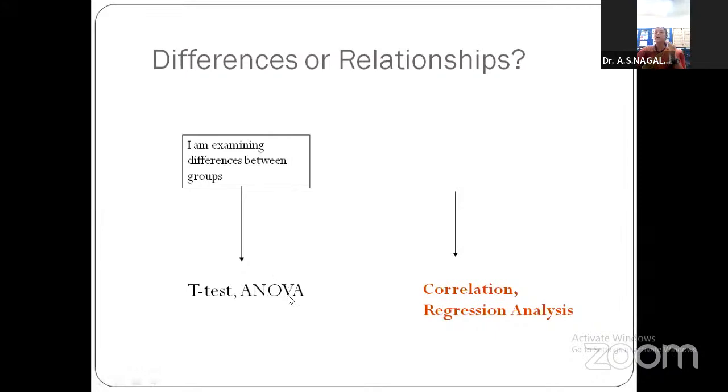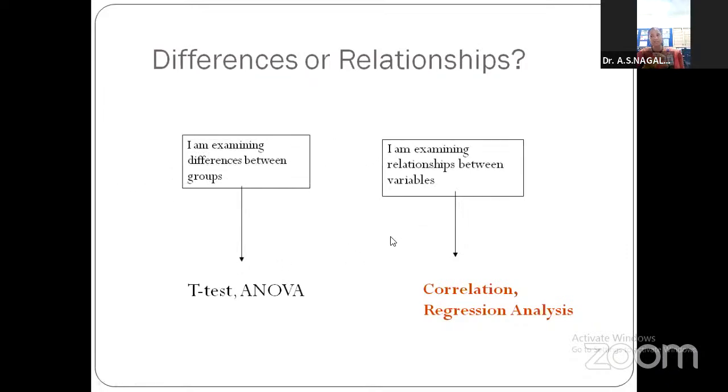In another case, if there is one categorical variable with more than 2 options, that is not dichotomous, and I'm going to compare it with the continuous variable, then I can use ANOVA.